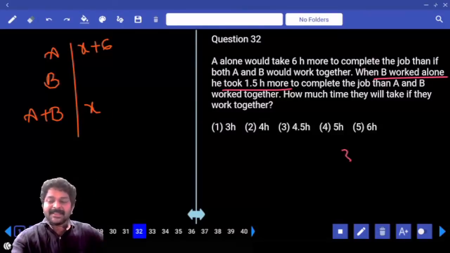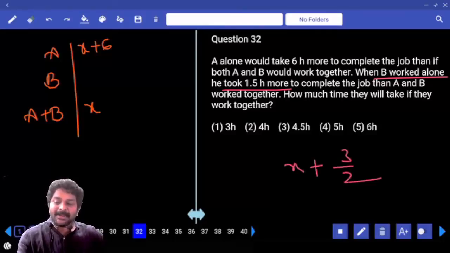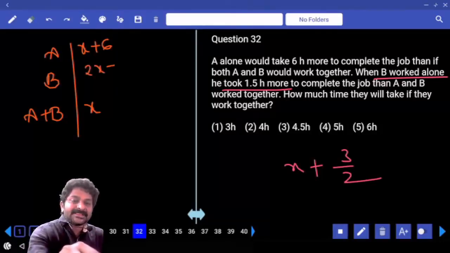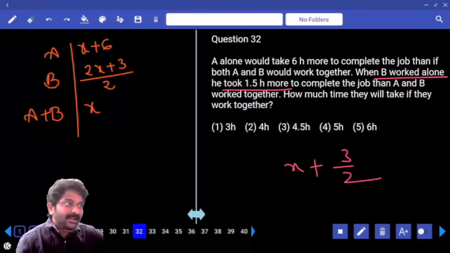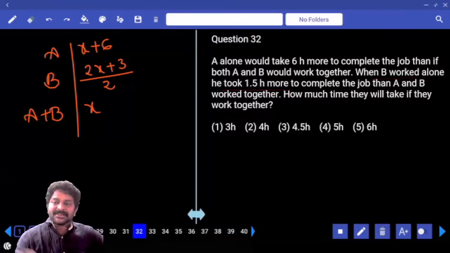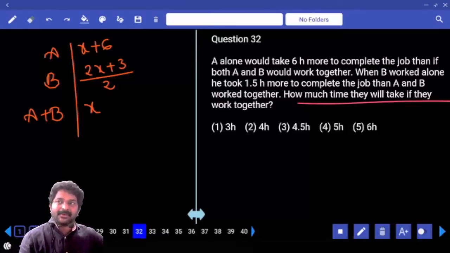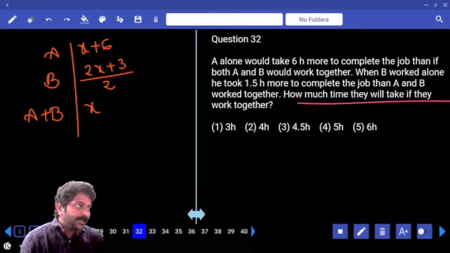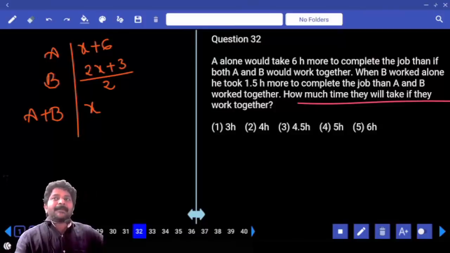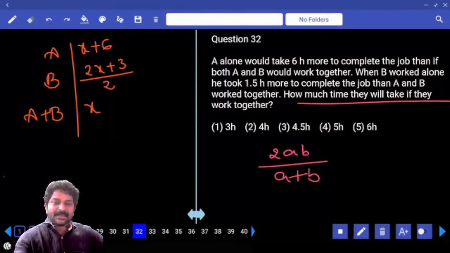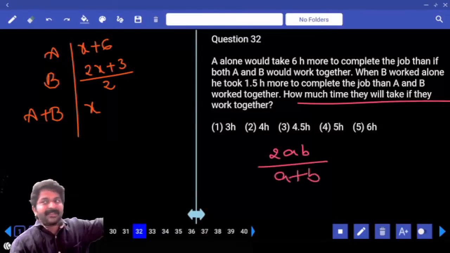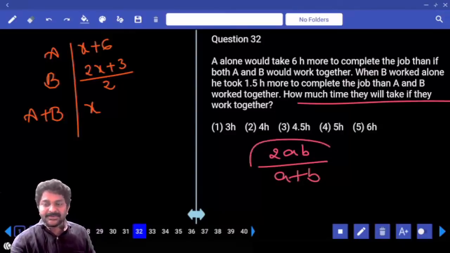Can I write 1.5 as 3/2? X plus 3/2, in the sense (2x plus 3)/2 hours. Correct? Yes. Now, your question is to identify how much time will they take if both work together. That means X value we have to calculate. Is this clear? Yes? If A alone can complete the work in A number of hours, B in B number of hours, together can complete the work in 2AB by A plus B. You can use that. But everywhere we have variables. Hence, if you use formula, it takes time.